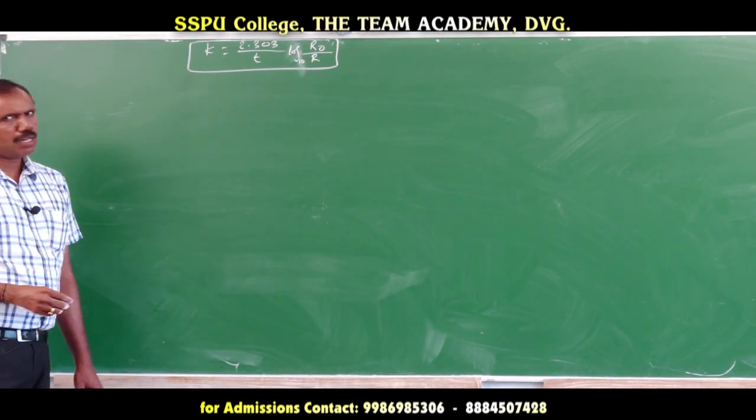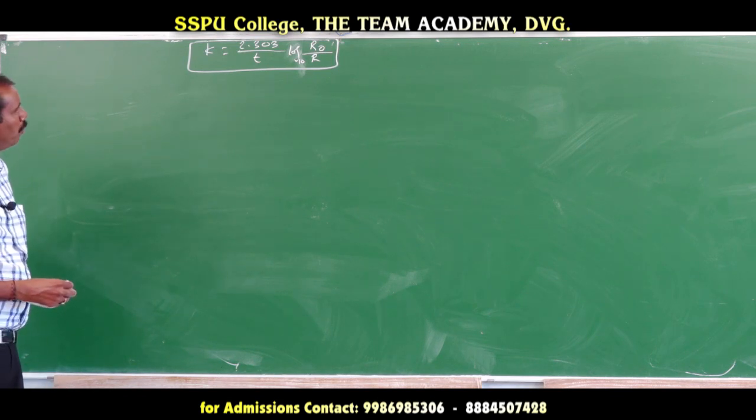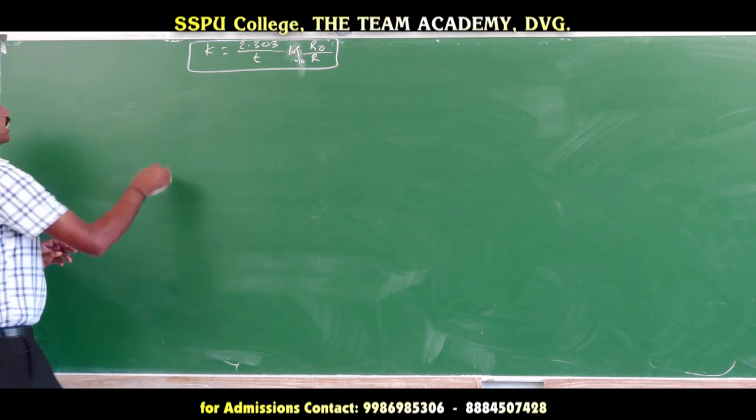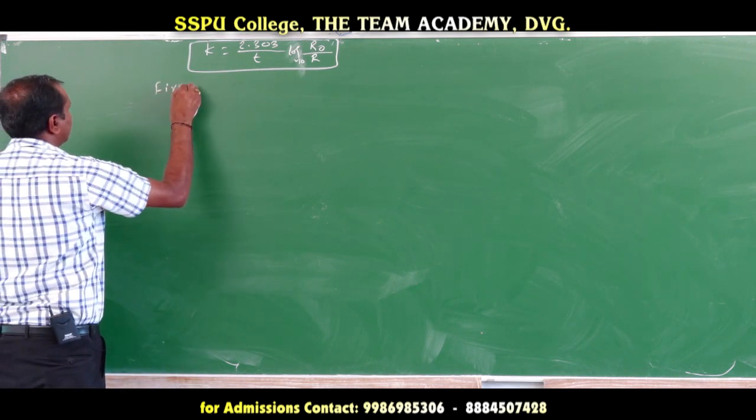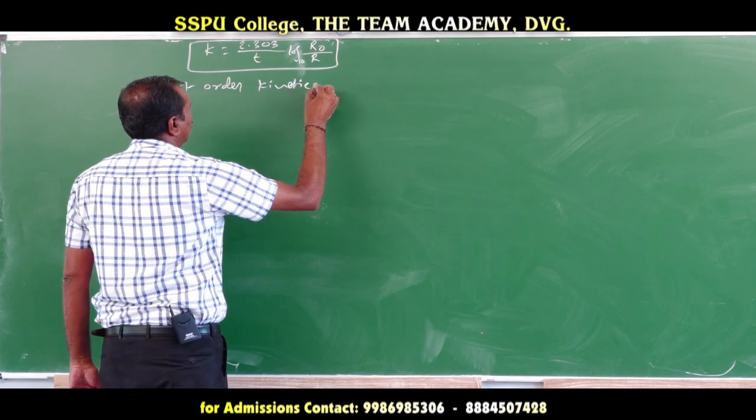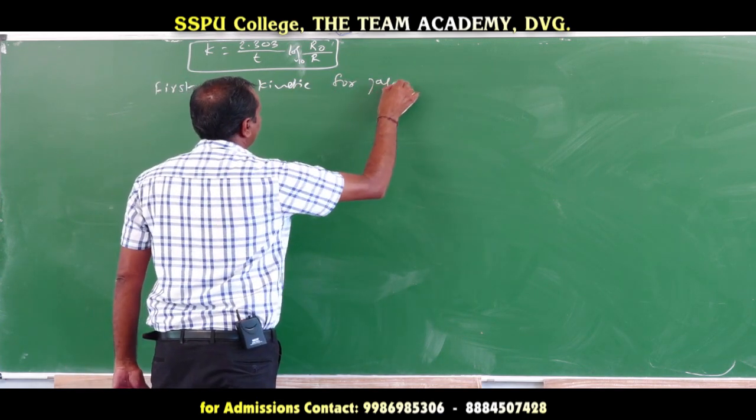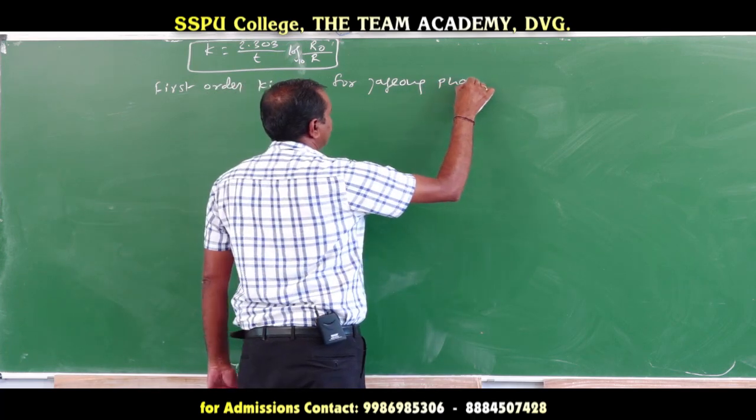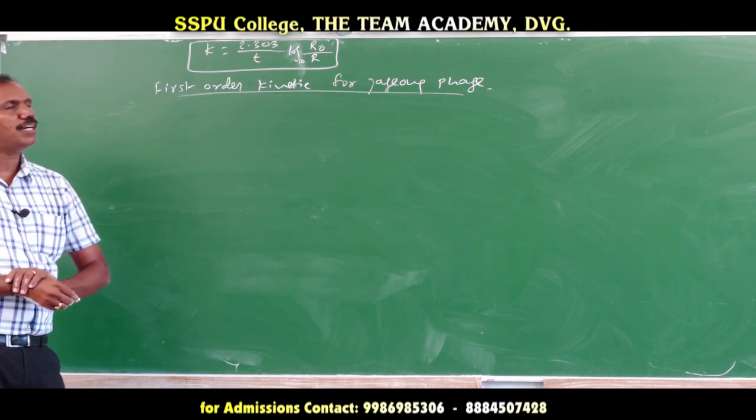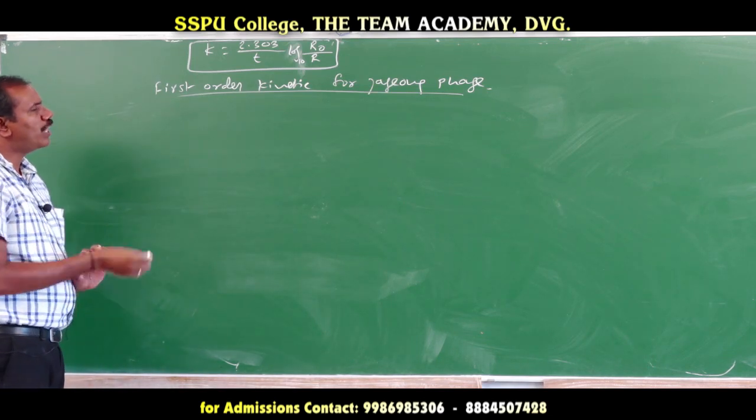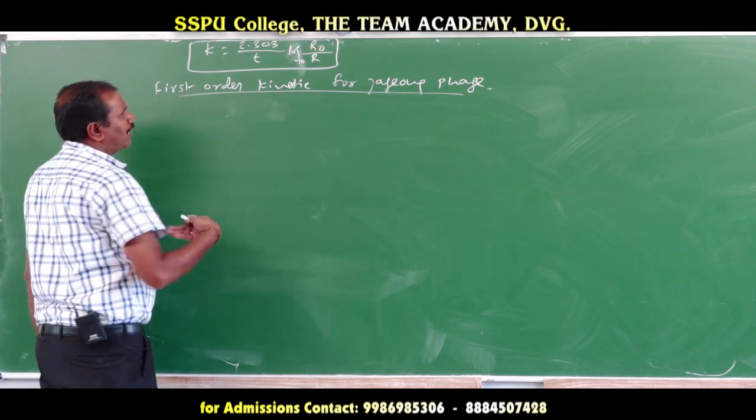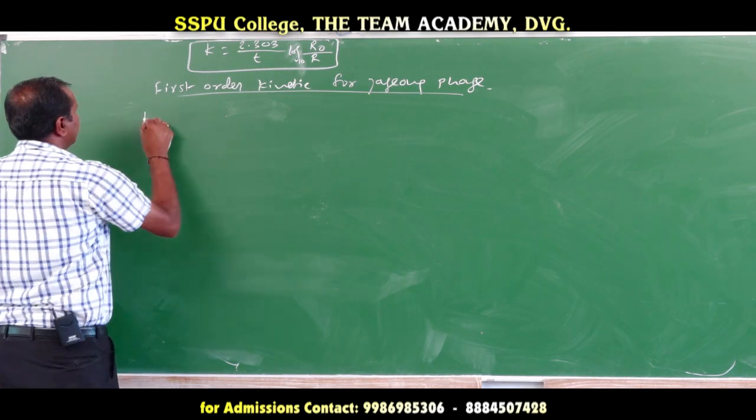So if R naught and R are in concentration terms, that is mole per liter or mole per dm cube, then we can express K. So in case of first order kinetics for the gaseous phase, if the molecules are in the gaseous state, then how do we use atmospheric pressure instead of the concentration term? For that, we can derive the equation. Let us consider the equation.